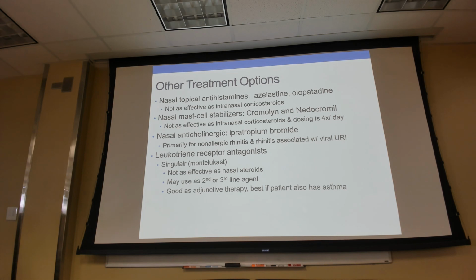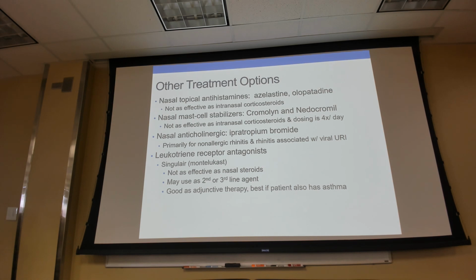Your nasal anticholinergic. This one is one of my favorites. This is an under talked about medication. So it's ipratropium. It basically helps dry up everything and dry up that runny nose, and it's actually indicated for the common cold. So if a family is like, give me something prescription-wise for the common cold, and they're over the age of 5, this is my go-to.